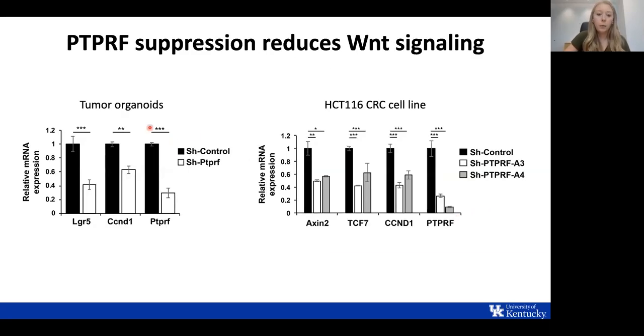Examining various Wnt target genes using qPCR, we see that in those tumor organoids, here's a validation of PTPRF knockdown, and we see that LGR5 and cyclin D1, 2 Wnt target genes, are also reduced. This is also replicated in the HCT116 colorectal cancer cell line, showing that reduction in Wnt target gene expression.